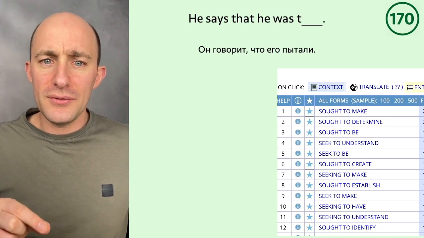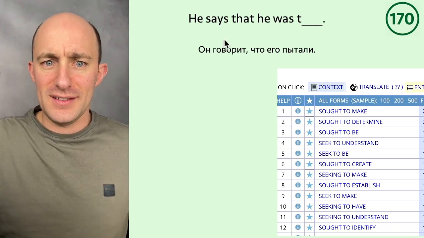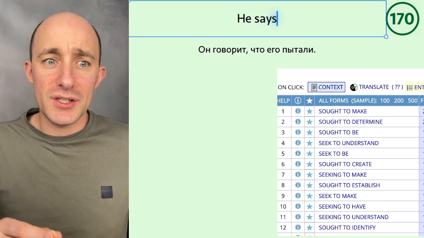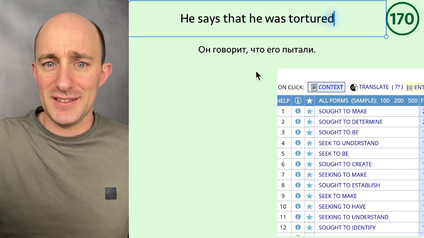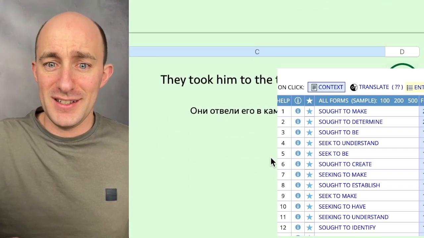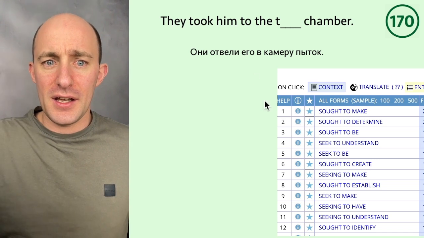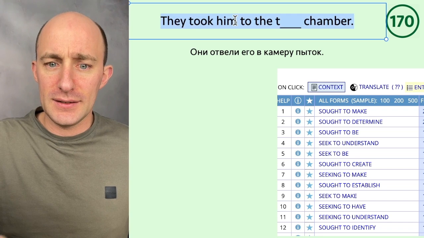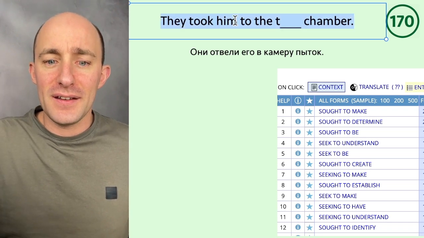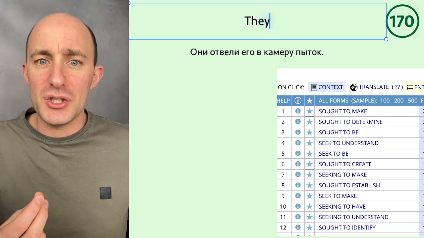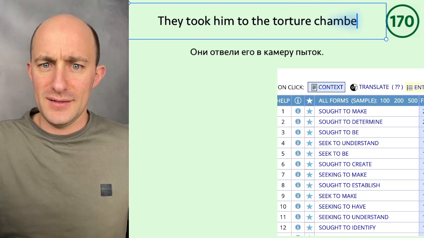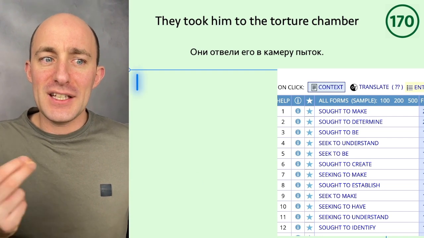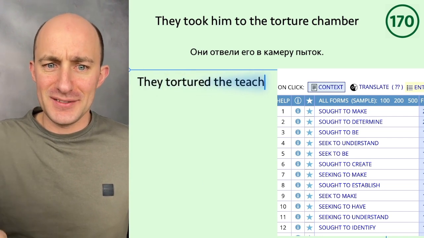Он говорит, что его пытали. Пытать. He says that he was tortured. So it's torture. And the noun, они отвели его в камеру пыток. They took him to the torture chamber. And it's quite interesting. They tortured the teacher.